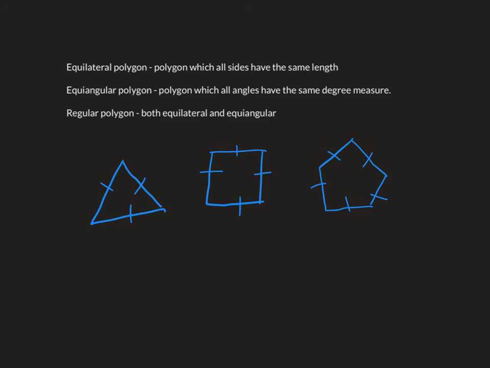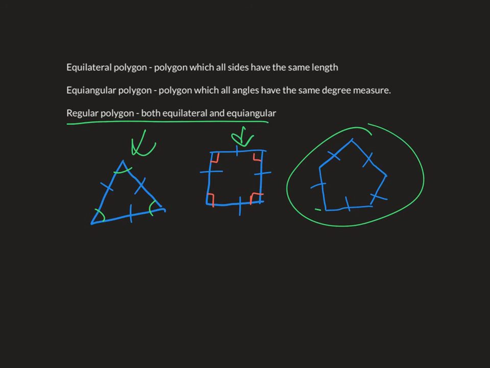An equiangular polygon is where all of the angles have the same degree measure. So for these examples that I've drawn, all of them do have the same angle measure, right? Squares are made of right angles. All of these triangles have congruent angles. This one does not so much have congruent angles the way I drew it, but you would have to measure the angles to know if they are congruent. And then you have a regular polygon. If something is regular, it's both equilateral and equiangular, so it meets both of those qualifications.